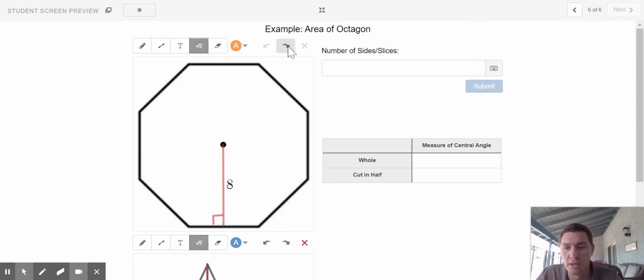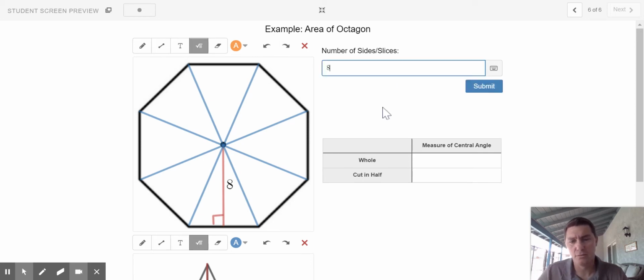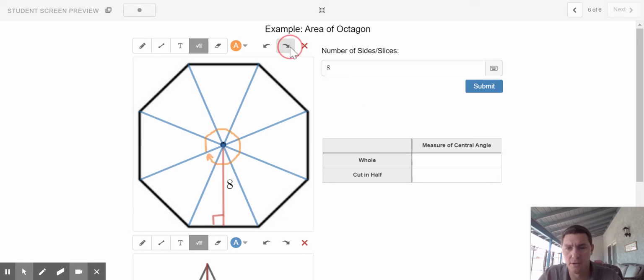We're going to split this into pieces of the pie, little triangles. And so we've got 1, 2, 3, 4, 5, 6, 7, 8 triangles, 8 slices, which also has 8 sides, worth noting. Okay, and we also need to know about the central angle. We'll talk about why we need that in just a second.